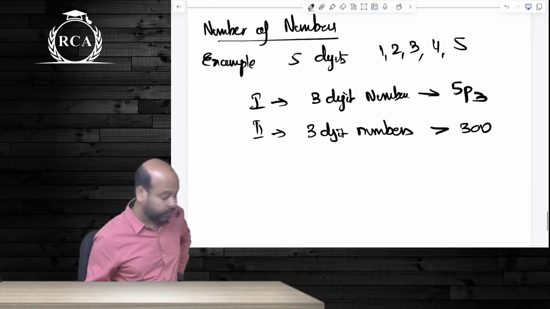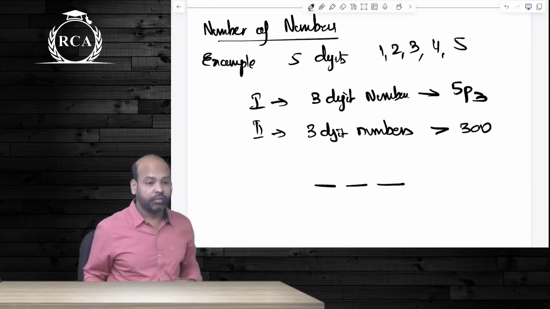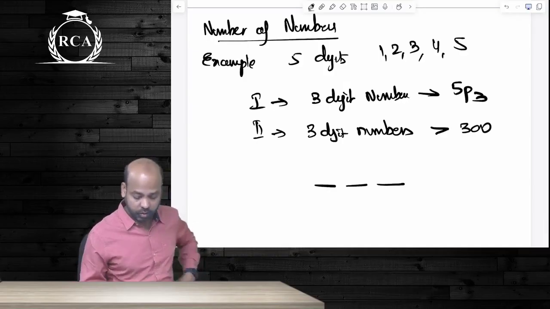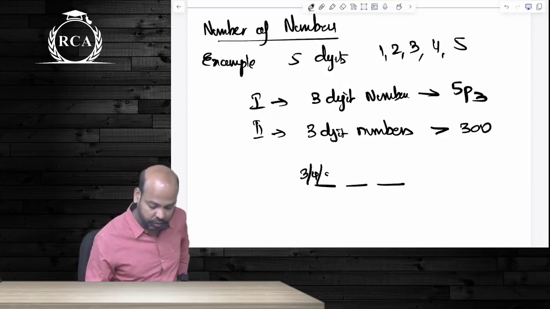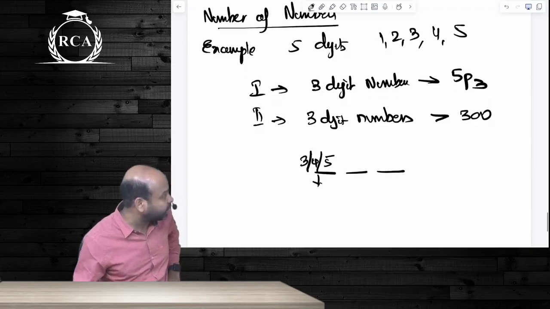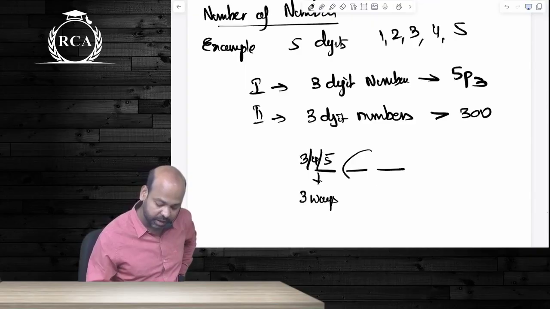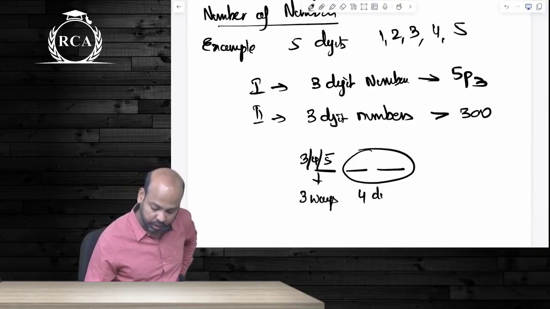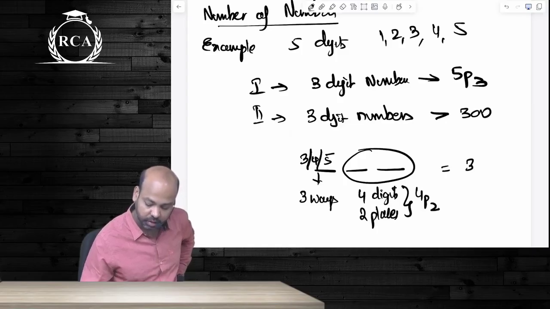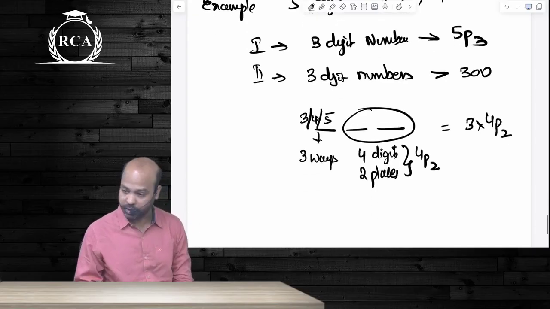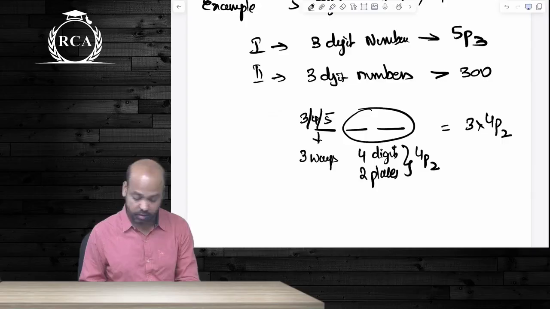Abhi kya karoge, guys? First place has to be arranged. In the first place, can I have 1 and 2? No, I can either have 3 or 4 or 5. If this is the scenario, guys, first place can be filled up in 3 ways. बचे हुए कितने numbers, beta? 4 digits and 2 places. In how many ways can I arrange them? 4p2 ways. What will be the final answer? 3 multiplied by 4p2, which is 3 multiplied by 12. Are we clear?